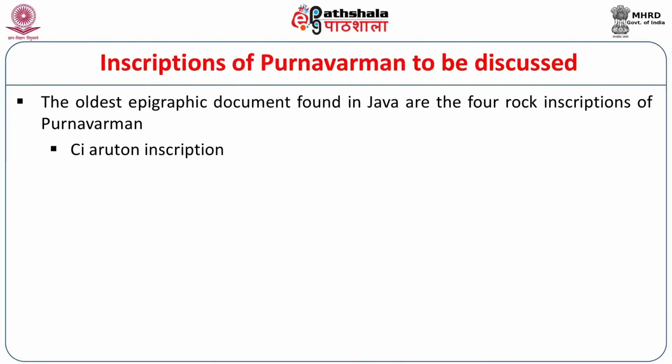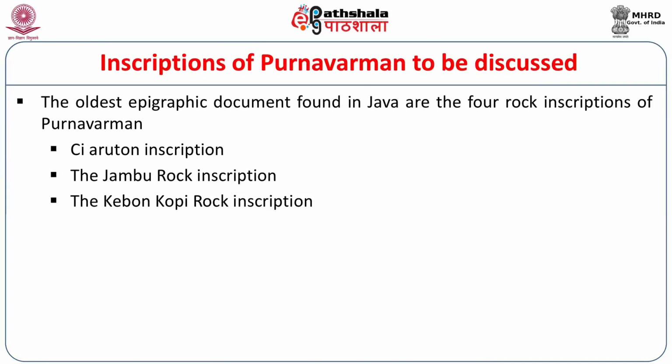The first one is the Ciaruteun inscription, the second one is the Jambu rock inscription, the third one is the Kebon Kopi rock inscription, and the fourth one is the Tugu rock inscription. They form a cluster of inscriptions issued by one particular ruler who was actually ruling from the 4th century to the 5th century, and they belong to the time period of the middle of the 5th century CE.